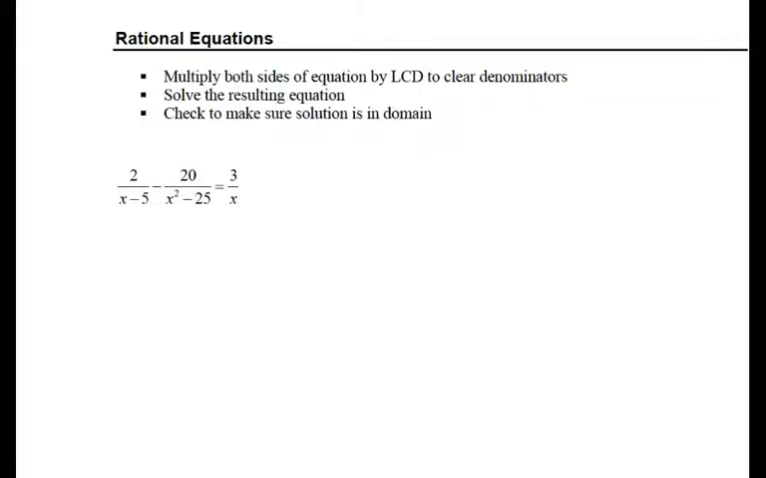Let's see how we can solve this rational equation by following these 3 steps. The first thing we need to do in order to find the LCD, or the lowest common denominator, is to make sure all of our denominators are factored. The only one that's not currently in factored form is this middle one, which is a difference of squares. We can factor this as x plus 5 times x minus 5.